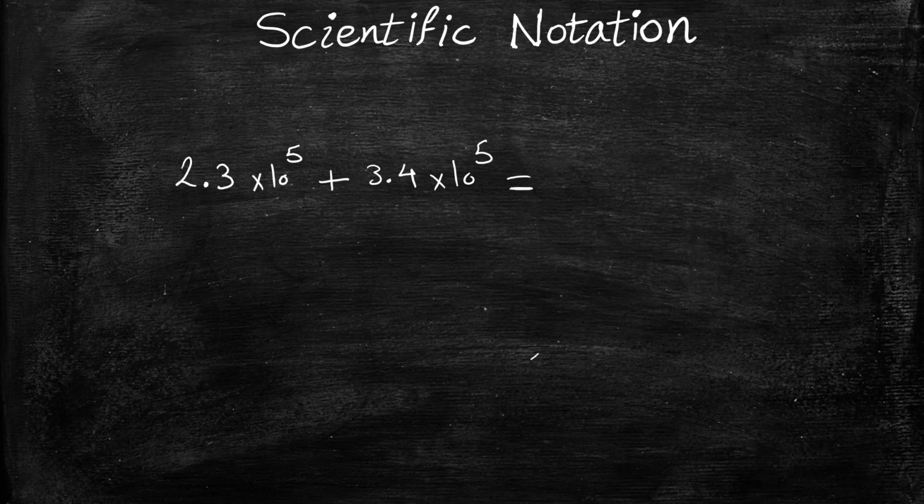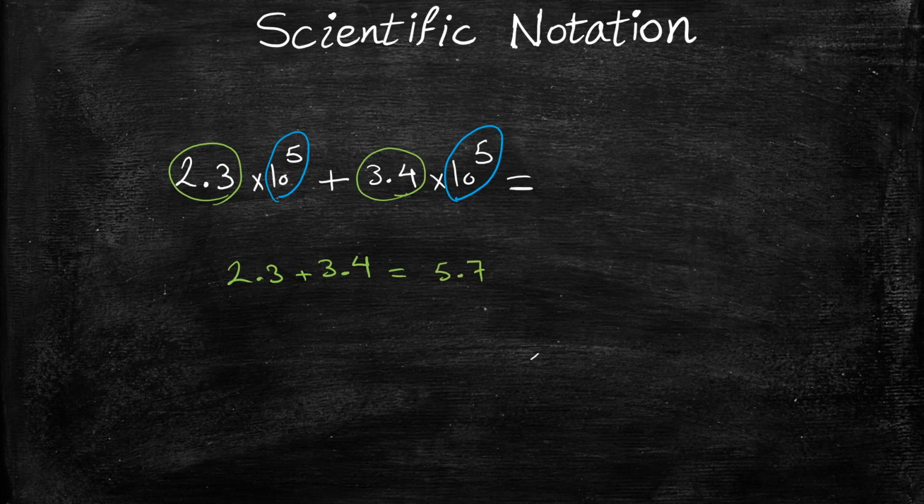If you see that the tens have the same power, look at this. This is 10 to the power of 5, 10 to the power of 5. If the tens have the same power, you simply add the decimals together. So 2.3, I just add 2.3 to 3.4. And the result will be 5.7. So I put 5.7 times 10 to the power of 5.